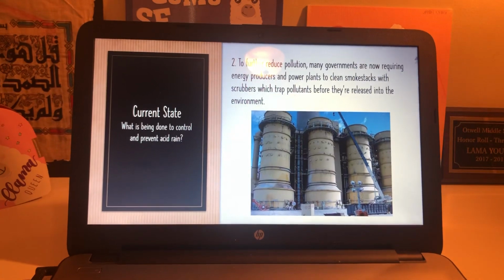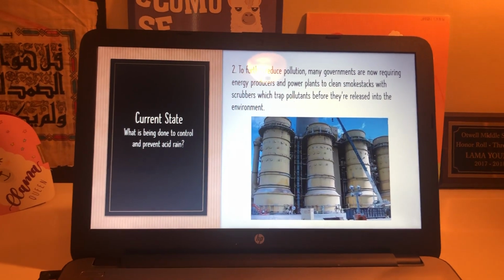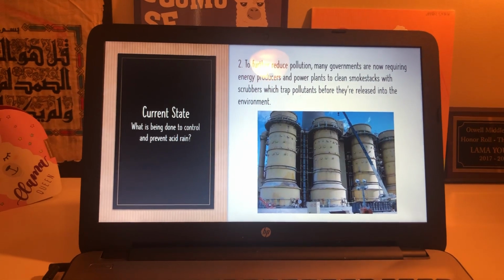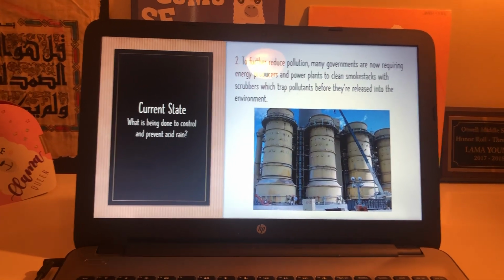To further reduce pollution, many governments are now requiring energy producers and power plants to clean their smokestacks with scrubbers. These scrubbers trap pollutants before they're released into the environment.